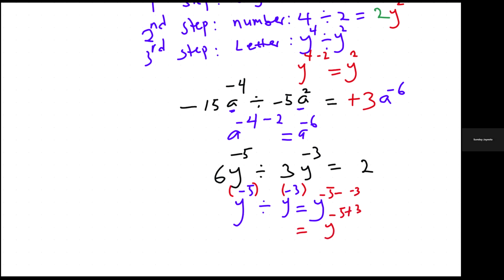And what is negative 5 plus 3? We've learned about that. That is negative 2. I hold negative 5, I have 3, I'm trying to bring that back. So the answer here is y raised to negative 2. I call this a corollary so that you understand the way it is done. That is about the division.